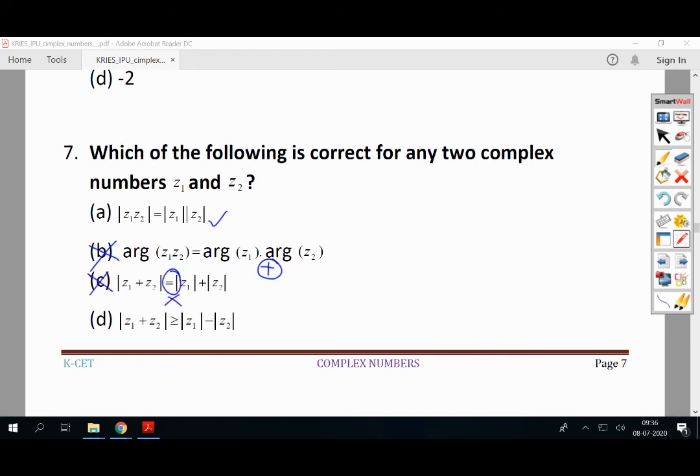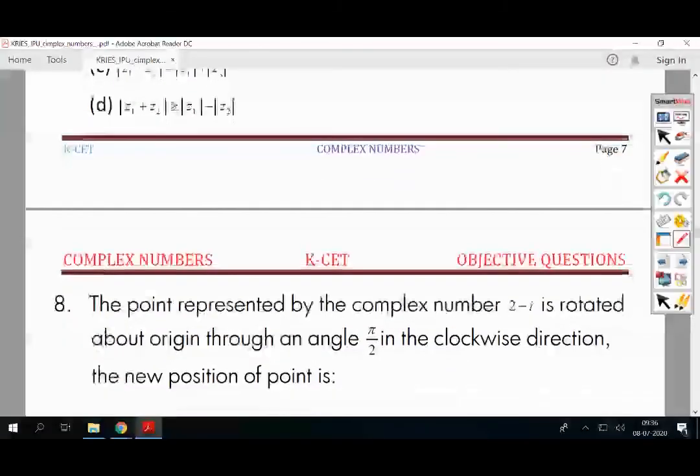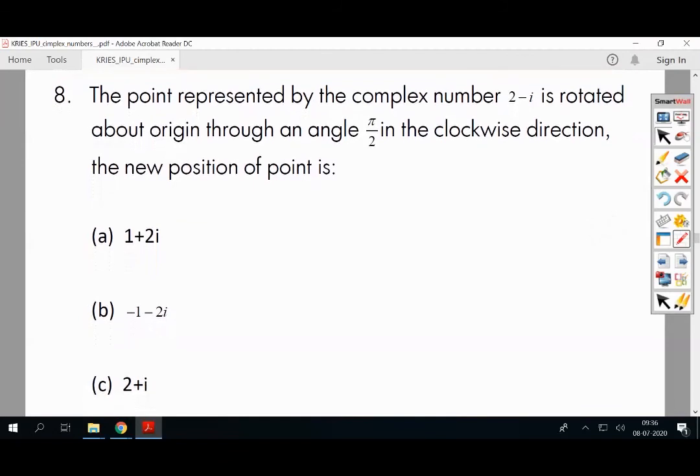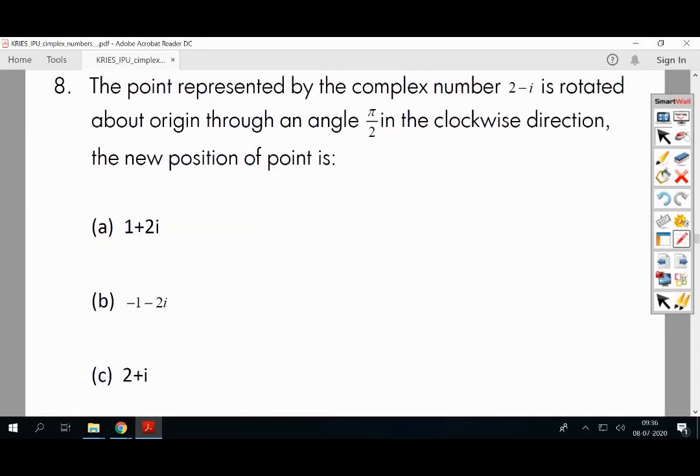Now we'll go for question number 8. Look at the 8th question, a very interesting question. The point represented by the complex number 2 minus i is rotated about origin through an angle of pi by 2 in the clockwise direction. So see, this is the question.